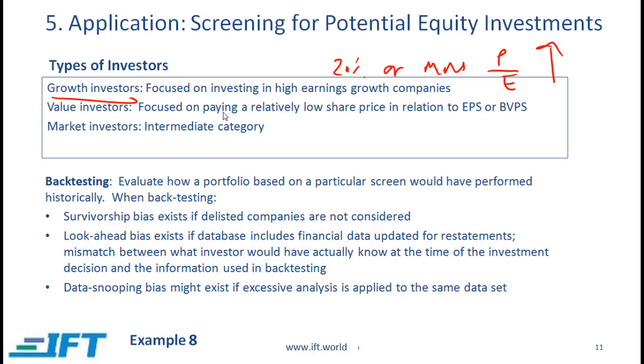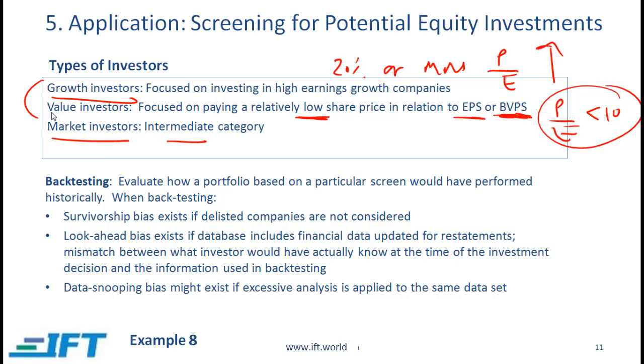Value investors are focused on paying a relatively low share price in relation to earnings per share or book value per share. Here, the PEs will tend to be low. In the US context, the PE might say be less than 10. Book value per share refers to assets minus liabilities. That's book value divided by number of shares outstanding would be book value per share. If you are buying companies that have low book value per share, that means they are relatively inexpensive. Market investors are an intermediate category.